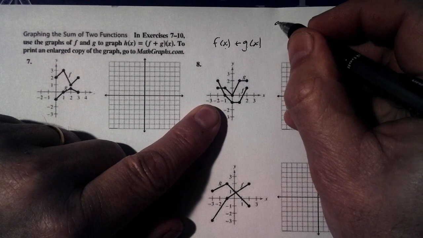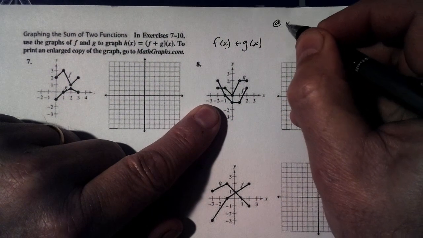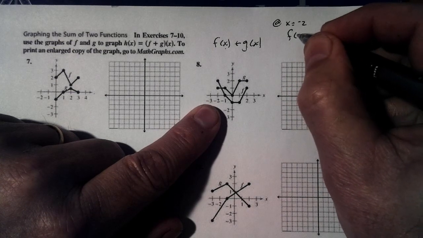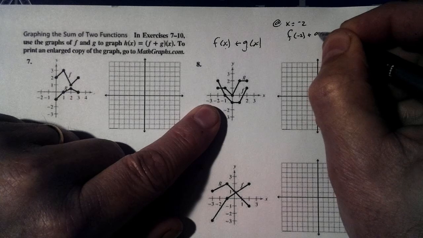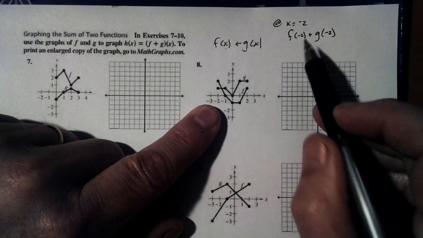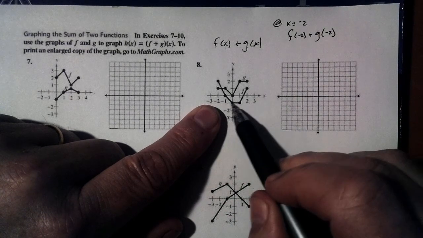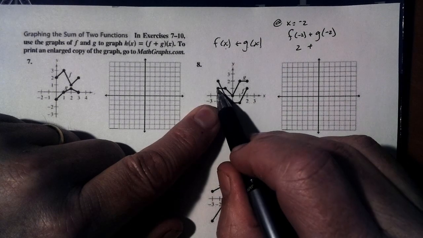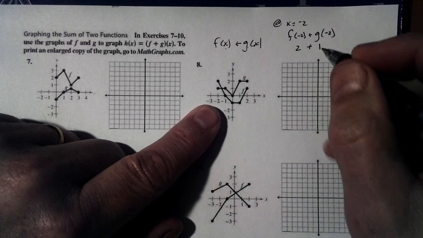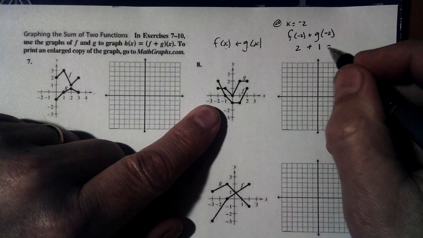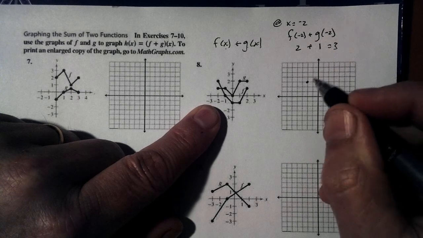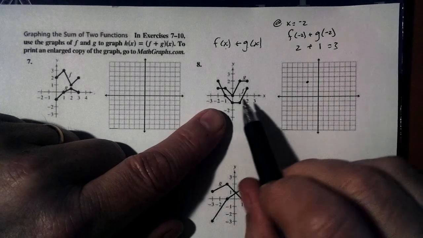I'm not going to do this for each of these problems, but at x equals -2, we need f of -2 plus g of -2. The height of f at -2 is 2, plus the height of g is 1. So at -2, we get 3. And I don't think we really need to do that the rest of the way.